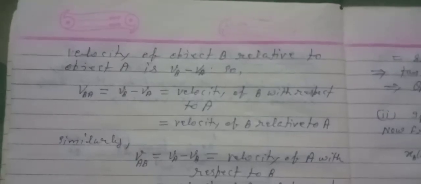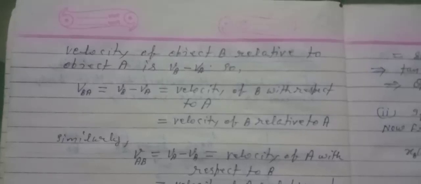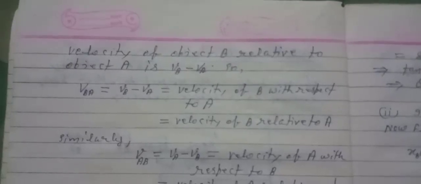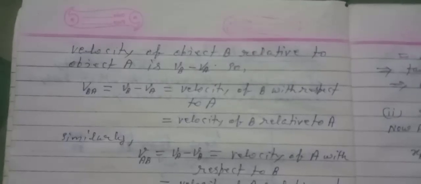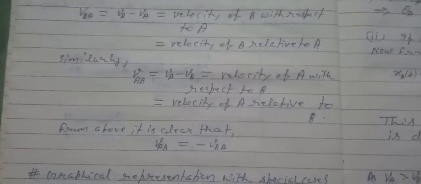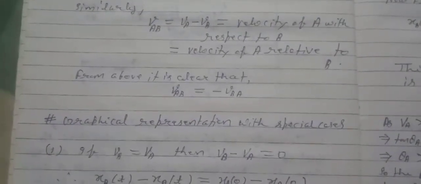So VBA equals VB minus VA equals velocity of B with respect to A equals velocity of B relative to A. Similarly, VAB equals VA minus VB equals velocity of A with respect to B equals velocity of A relative to B. From above, it is clear that VAB equals minus VBA.